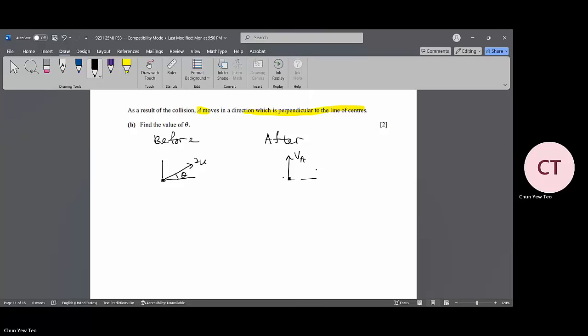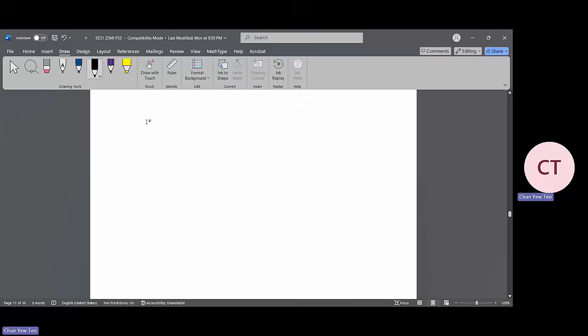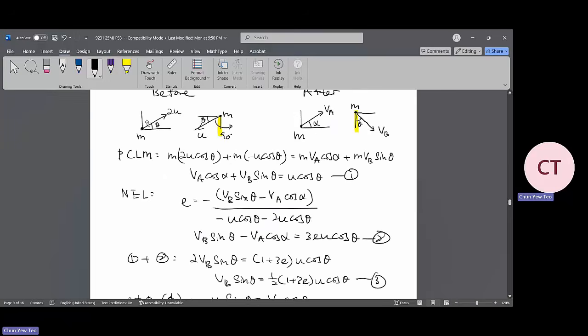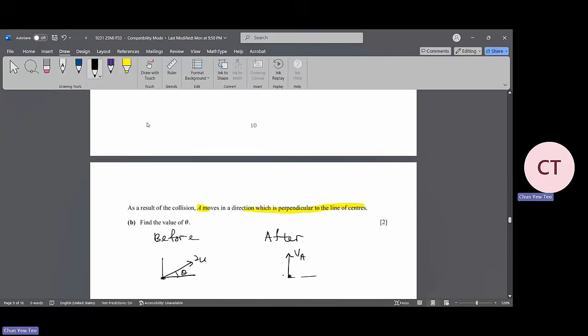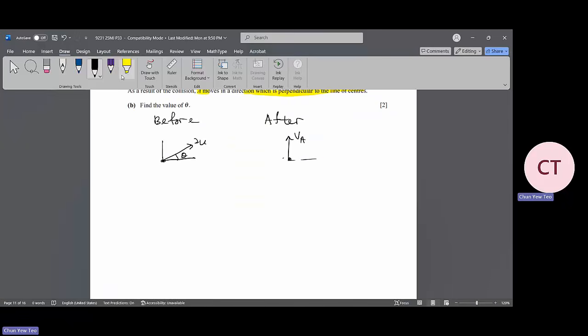Okay. So that means the assumption that I had just now was wrong already. Because alpha is 90 degrees, cos alpha will be 0. Cos 90 degrees will be 0. So we only consider before and after. These two are the same. Okay, so if we consider these directions of the velocity, you have VA equal to 2u sin theta.